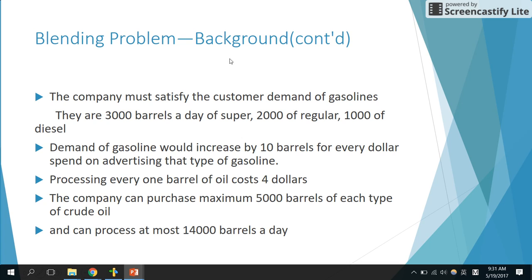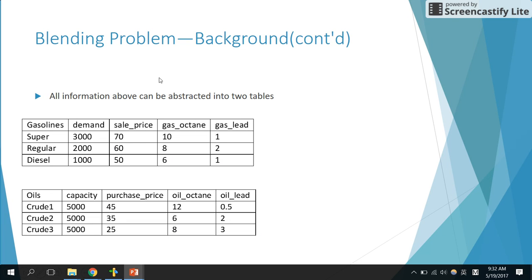Demand for gasoline would increase by 10 barrels for every dollar spent on advertising that type of gasoline. Processing every 1 barrel of oil costs $4. The company can purchase a maximum of 5,000 barrels of each type of crude oil and process at most 14,000 barrels a day. All the information above can be abstracted into two tables, and I will use these two tables to define the tuples in CPLEX.